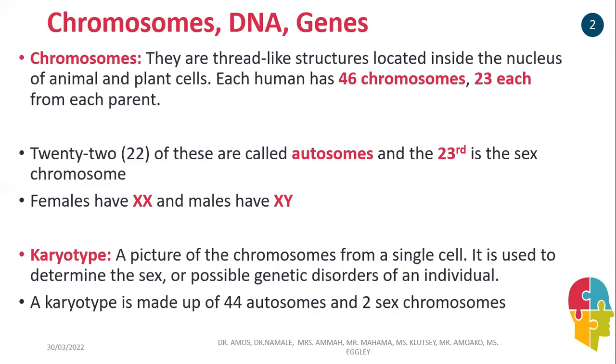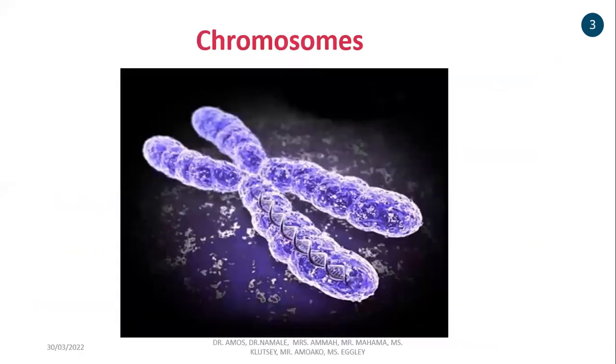Another term we want to look at is a karyotype. What is a karyotype? A karyotype is a picture of chromosomes from a single cell, and it is used to determine possible genetic disorders that a person will have, and also the sex of the individual. A typical karyotype should have 44 autosomes and 2 sex chromosomes. So a normal karyotype has 22 pairs of autosomes, that is 44, and then 2 sex chromosomes.